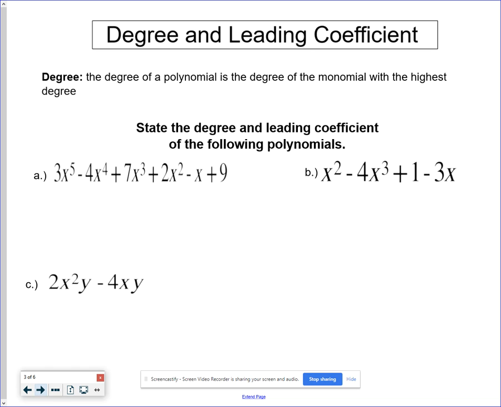And so let's figure out how to find the degree and leading coefficient of a polynomial. To find the degree, we just look at the monomial in our polynomial that has the highest exponent, or the highest degree as we'll call it. With this first example, we look at which exponent is the largest, and in this instance, it's our 5 right here. So the degree of this polynomial is 5.